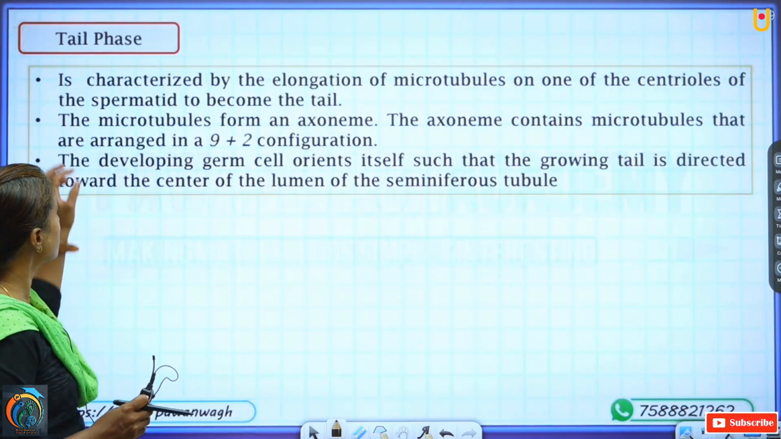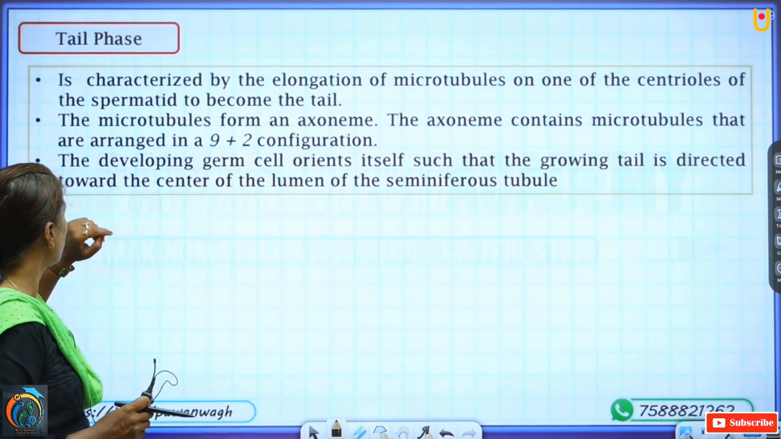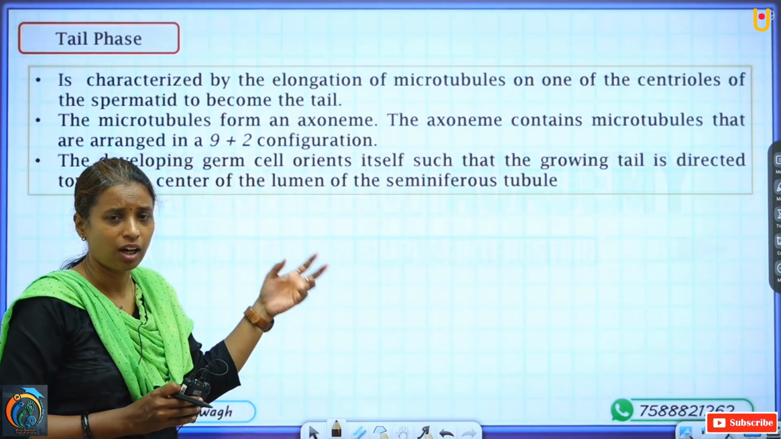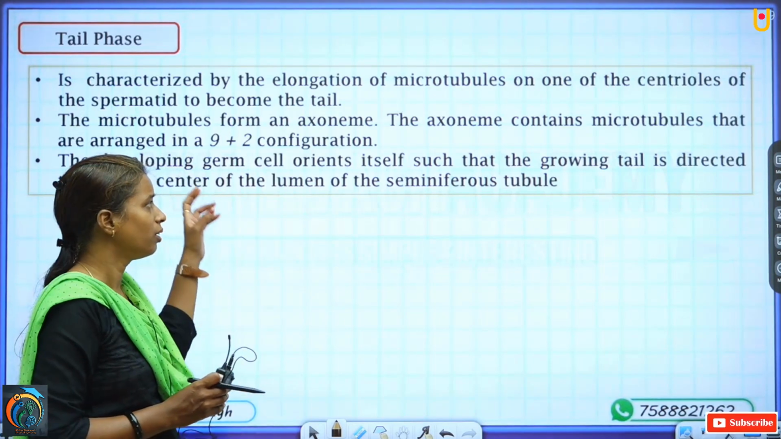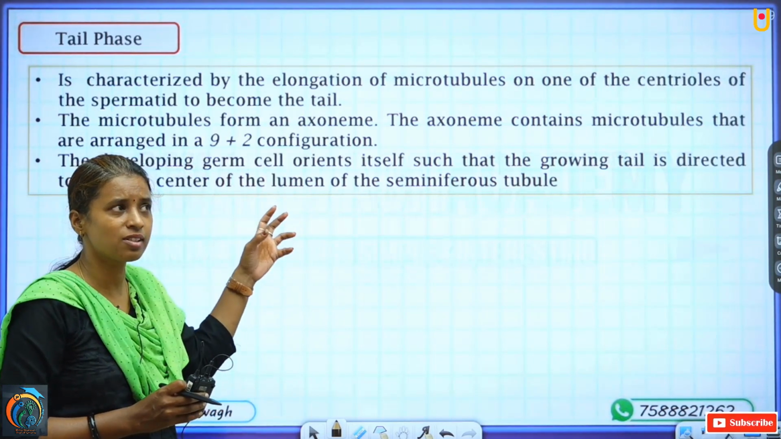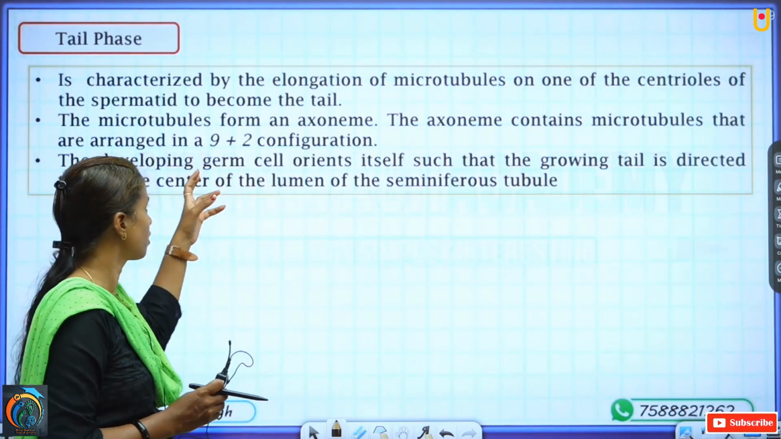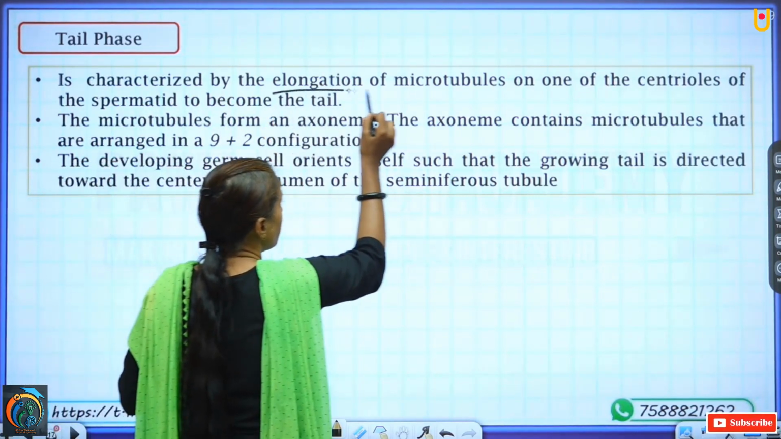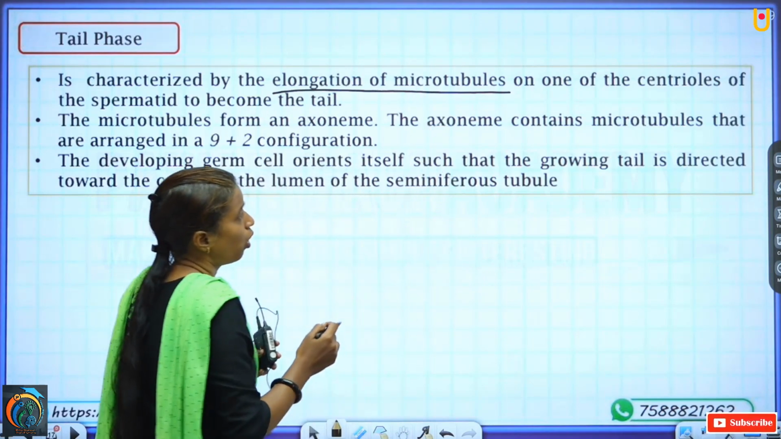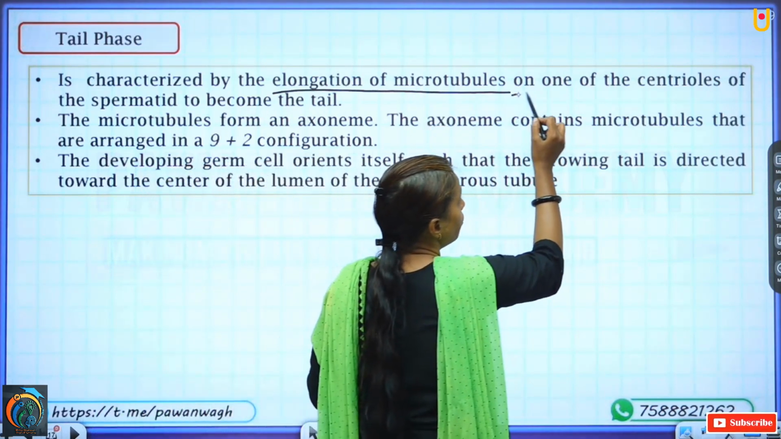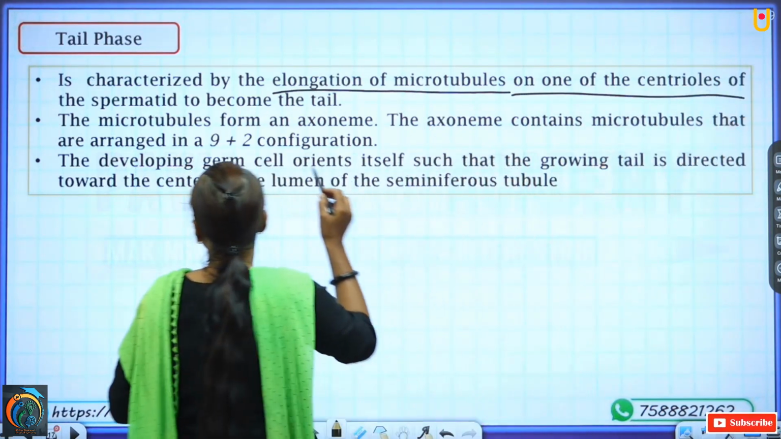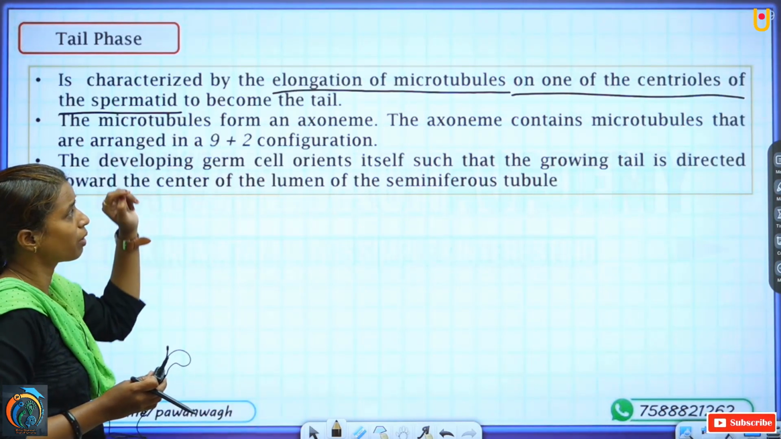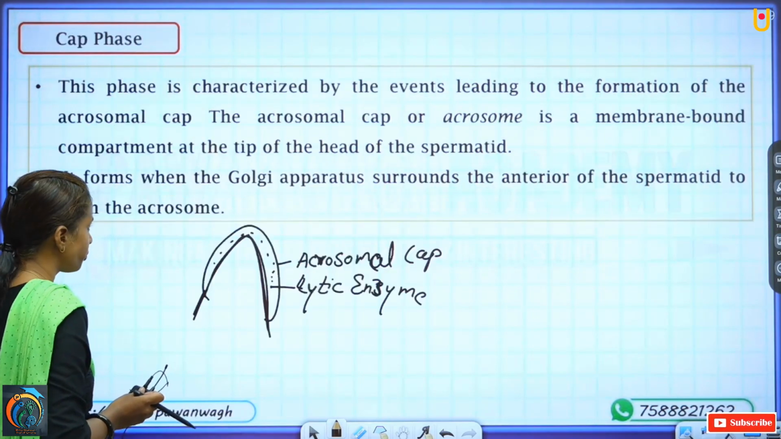Now the next phase is the Tel phase. In the Tel phase, what happens? How is the Tel phase characterized? How can we say that now the process of spermiogenesis is in the Tel phase? It is characterized by elongation of microtubules on one of the centrioles of the spermatid. Now also we call it a spermatid. See now.